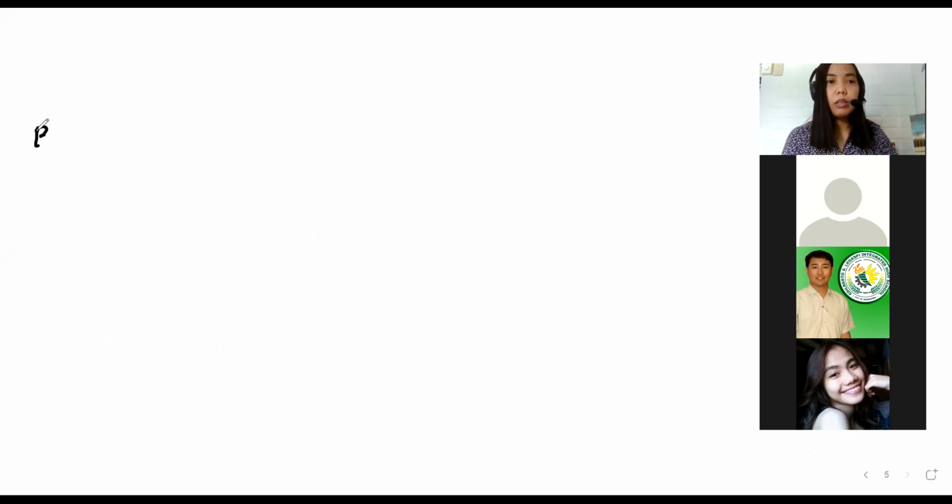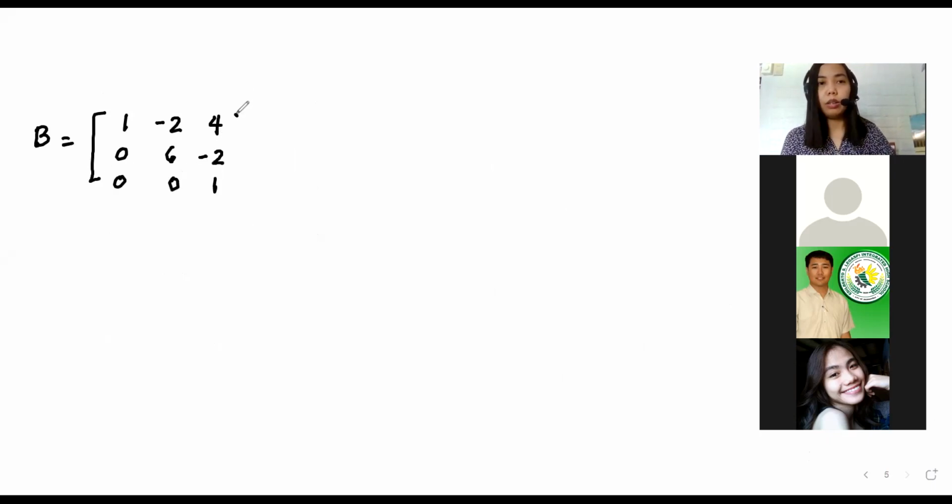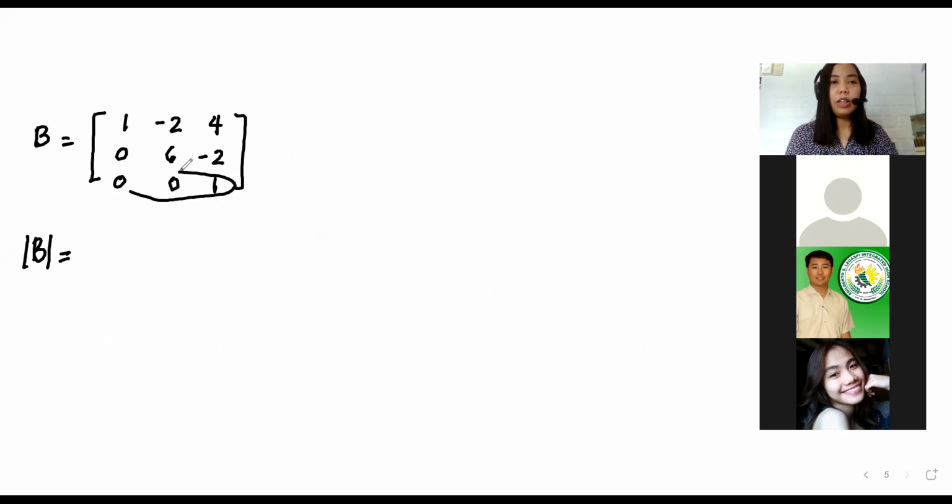The given matrix B is 1, negative 2, 4, 0, 6, negative 2, 0, 0, 1. So let's find the determinant of B. I'll choose row 3, because it has two zeros. The signs are positive, negative, positive. Row 3, positive, negative, positive. So this is positive.